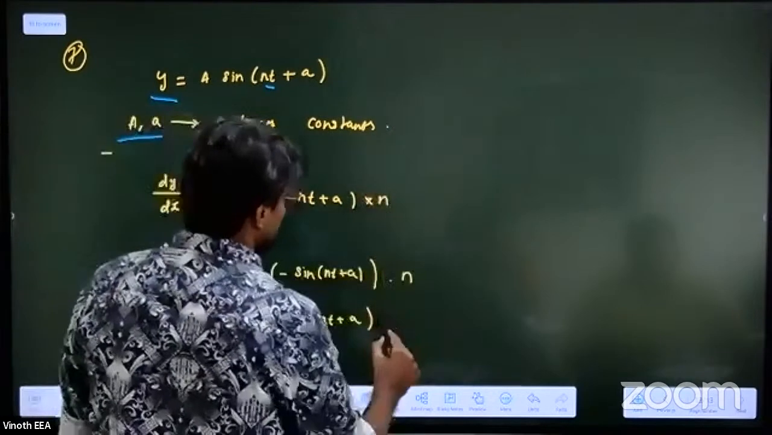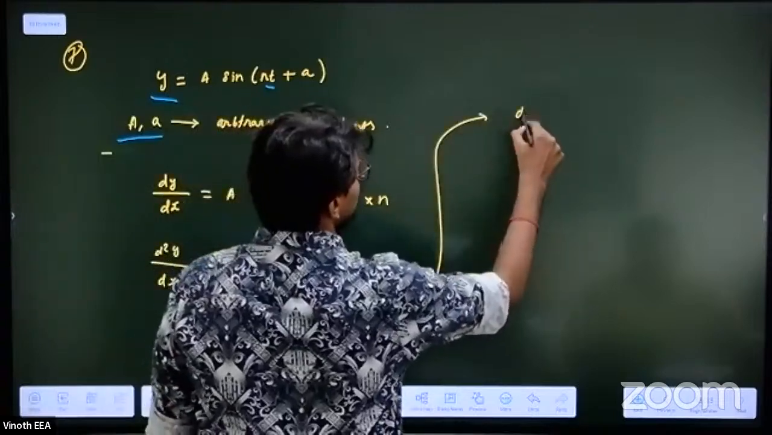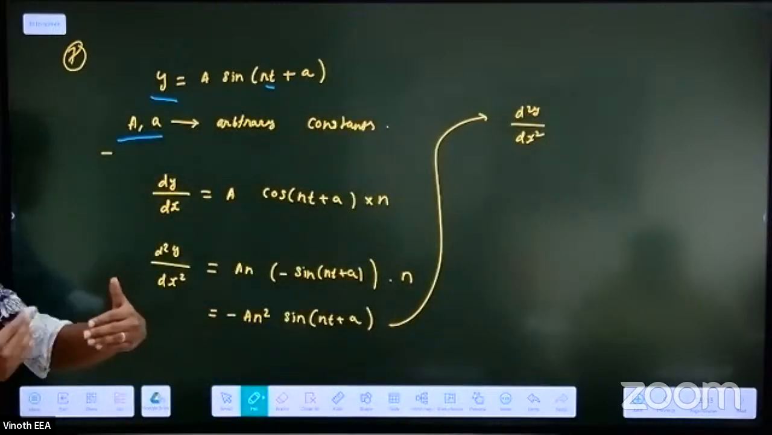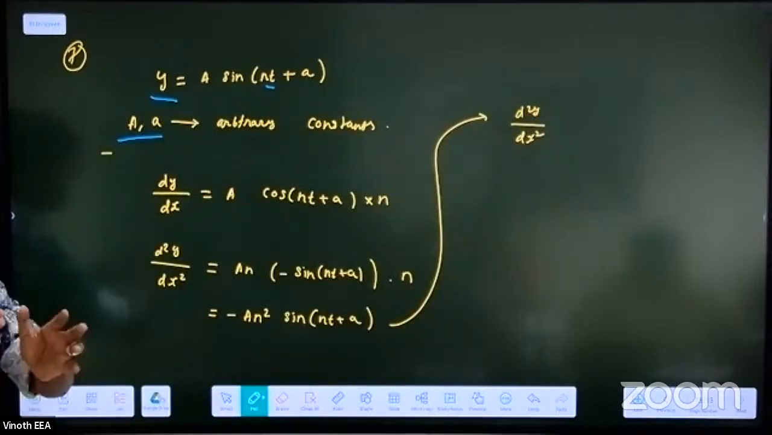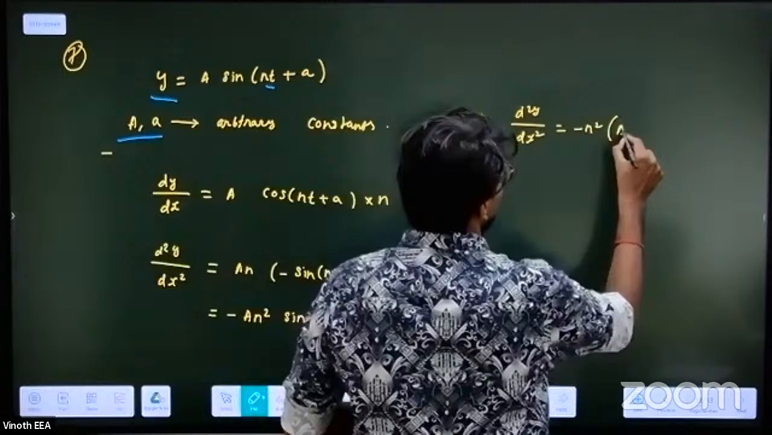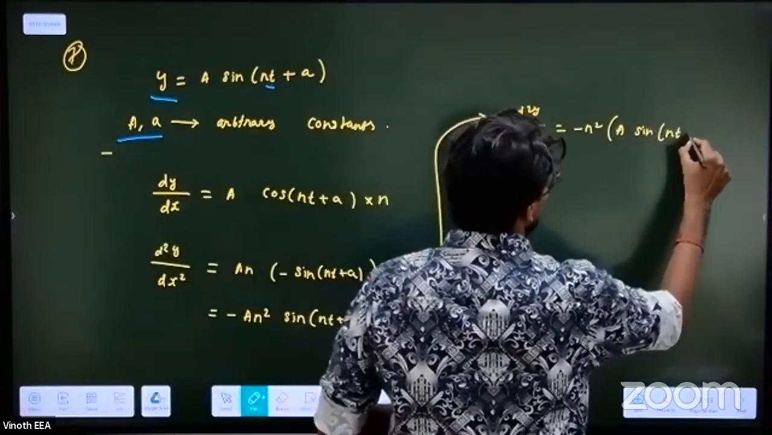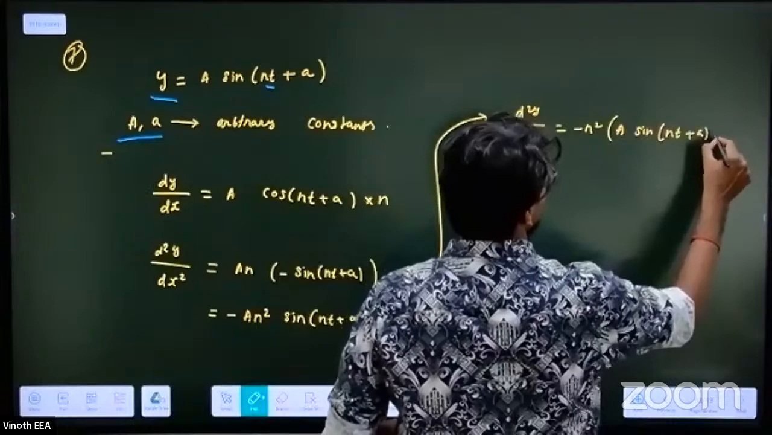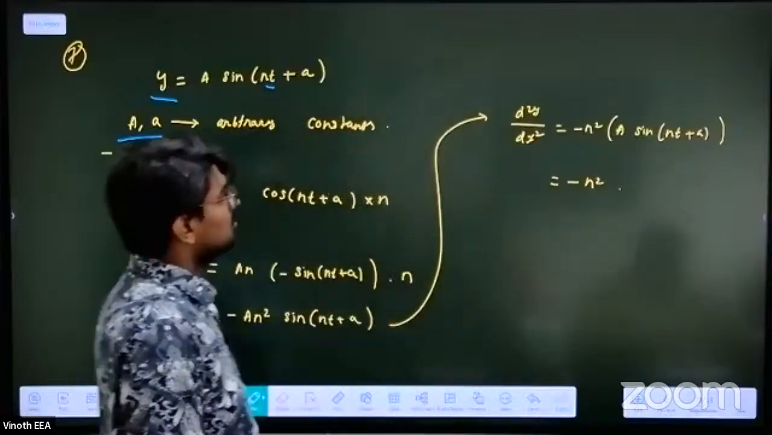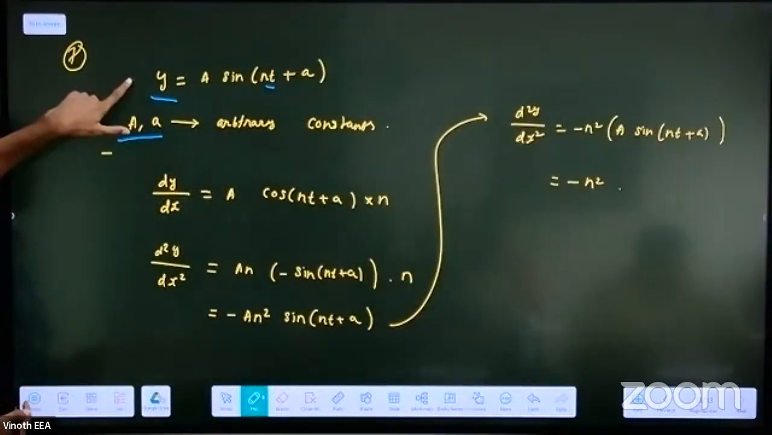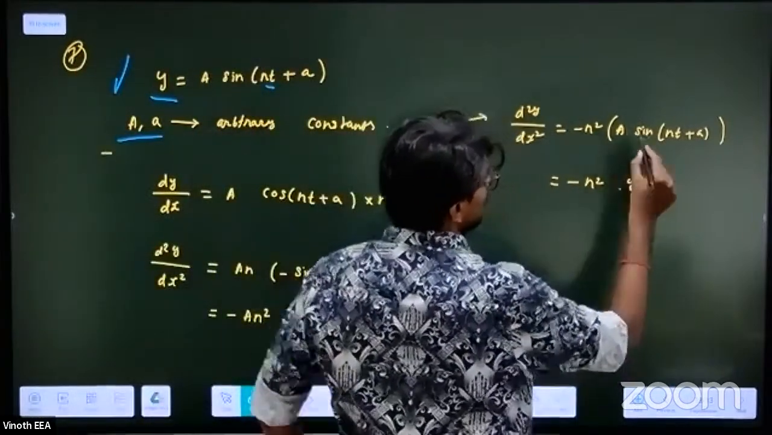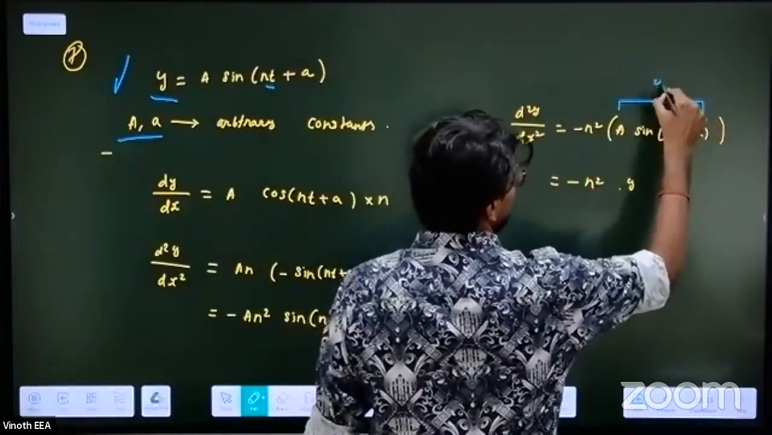See, I will just take this equation. d square y by dx square, minus n square common I am taking out. Minus n square, I will just keep it separately. What is the balance? Minus n square, and the balance is a sin nt plus small a. So what is a sin nt plus small a? It is y. So n square into y is the term on y.